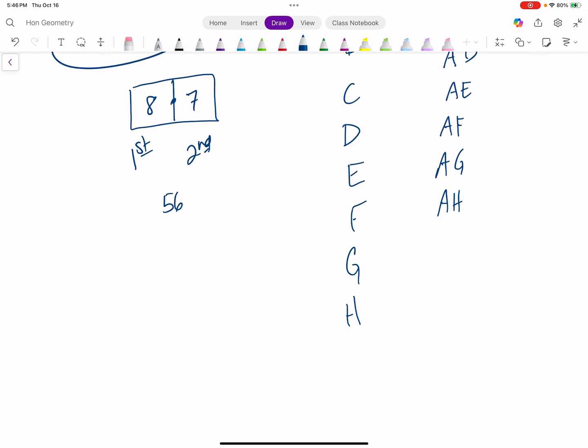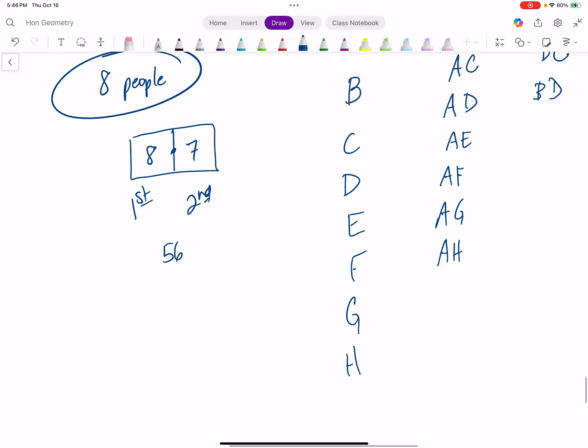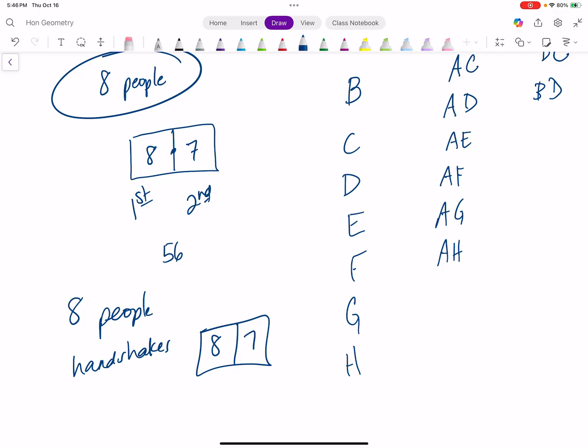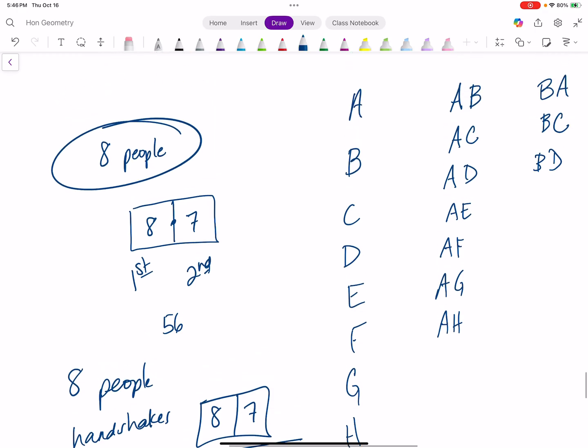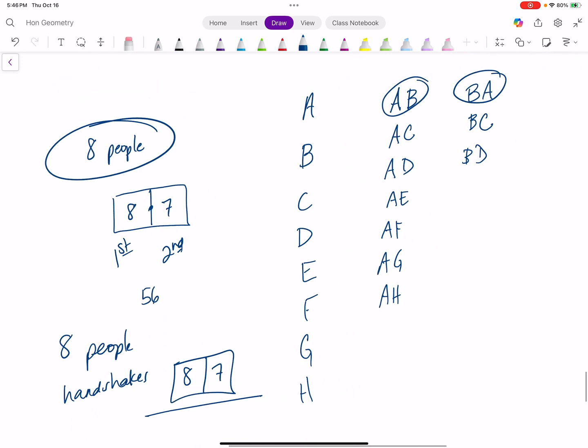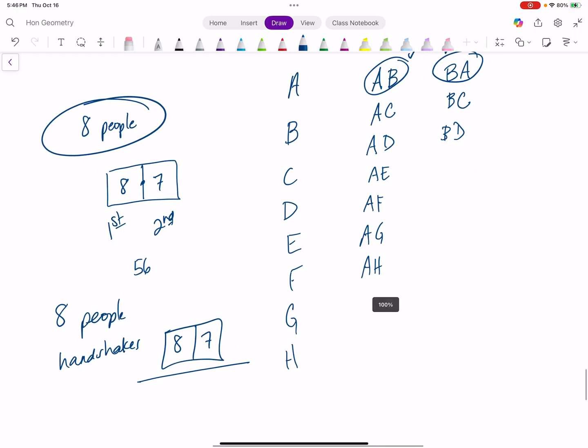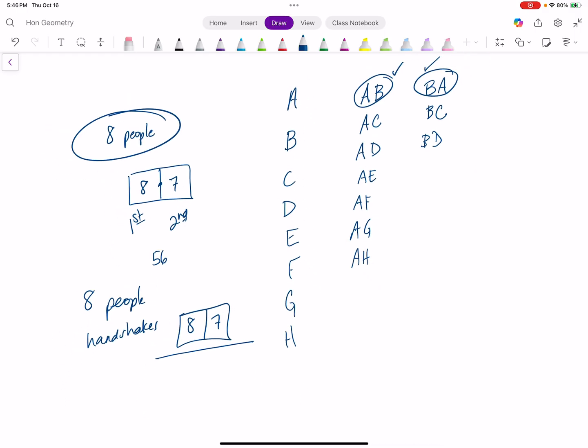Now, that's different if you said, okay, let's say there's 8 people, and I said, how many handshakes are possible? Well, you still got to pick the 2 people to shake hands. So there's 8 people that you could pick from to be the first person to shake hands, 7 to pick from to be the second. However, A, B and B, A, that's 2 different things when one got first place and one got second. It's 2 different medals. But if you're just shaking hands, nobody cares who sticks their hand out first. It's still the same handshake.